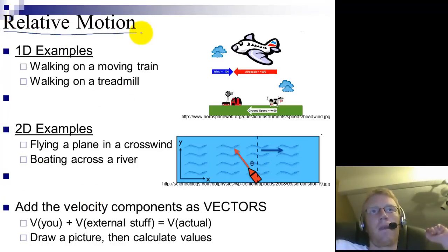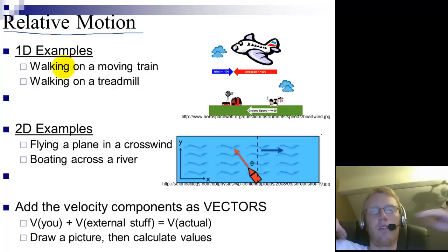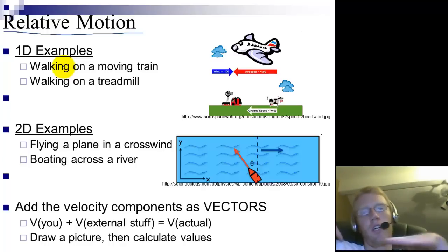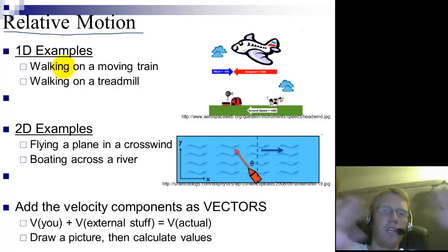Relative motion. You can do relative motion 1D examples, which is just like motion is constrained either up and down or side to side. So this is like you could be in a train, and the train is going forward, and then you're in the train and you're walking forward or you're walking backward. Your actual velocity relative to the outside world is a combination of your velocity relative to the train and then the train relative to the outside world. So it's a combination of the two things that are moving.